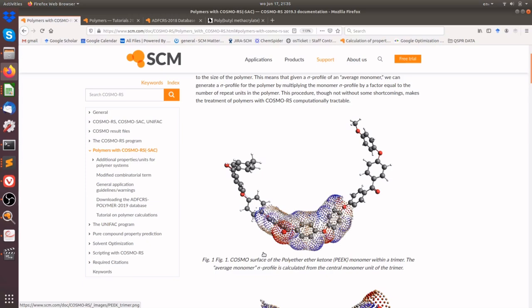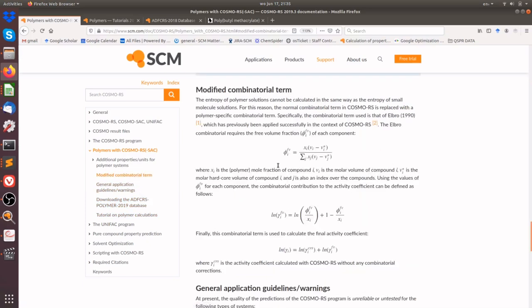So these large molecules in COSMO-RS introduce one additional complication, and what they do is they essentially invalidate one of the main assumptions in the traditional COSMO-RS combinatorial term. So that assumption is that the molecules in your solution have essentially comparable volumes and surface areas, and in the case of a polymer and a solvent, that's obviously a very, very bad assumption because polymers are much larger.